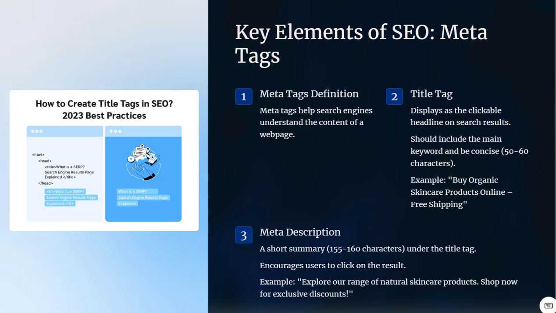Meta tags are an important part of SEO as they help search engines understand the content of the web page in the fastest way, right? The title tag is a clickable headline that appears on search engine results, so customers will click on that to go to the page. It should include a main keyword and be concise, around 50 to 60 characters, short, full of meaning, and attractive enough for the customer to click on.